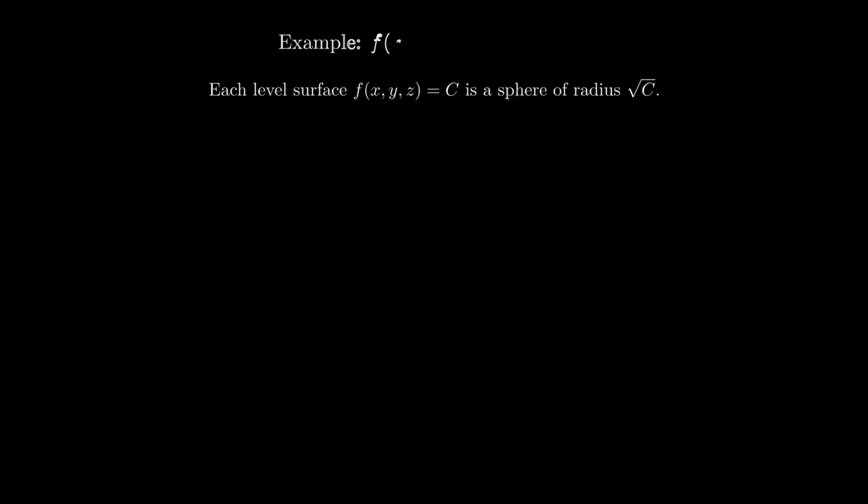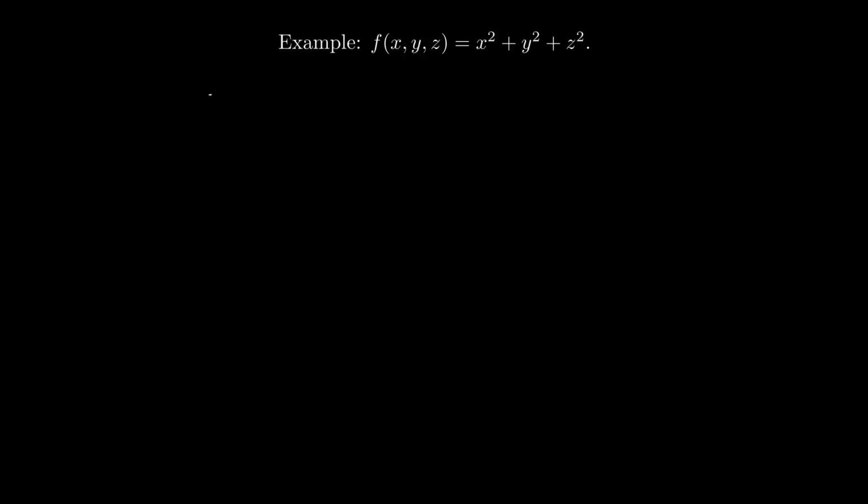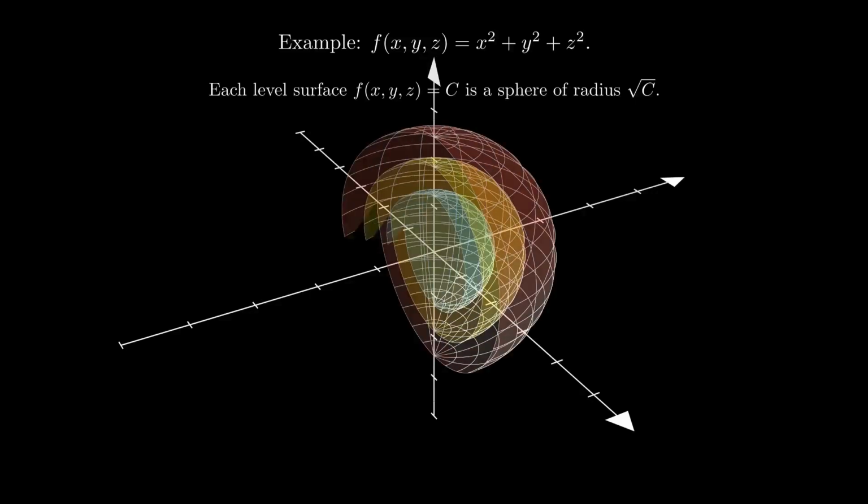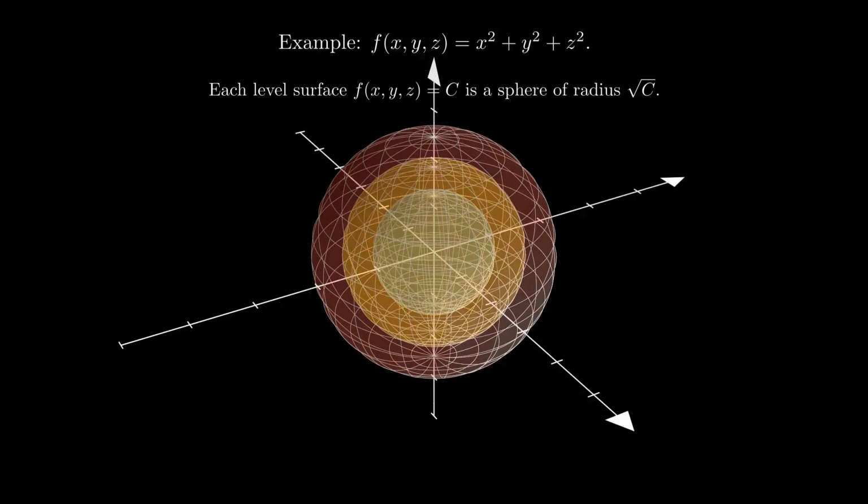Next, let's look at specific examples of level surfaces. Consider the function where f(x, y, z) is given by x squared plus y squared plus z squared. In this case, the level surfaces are spheres centered at the origin, where each constant value, written as c, corresponds to a sphere with a radius equal to the square root of c. Here, we've depicted several spherical level surfaces with different radii.